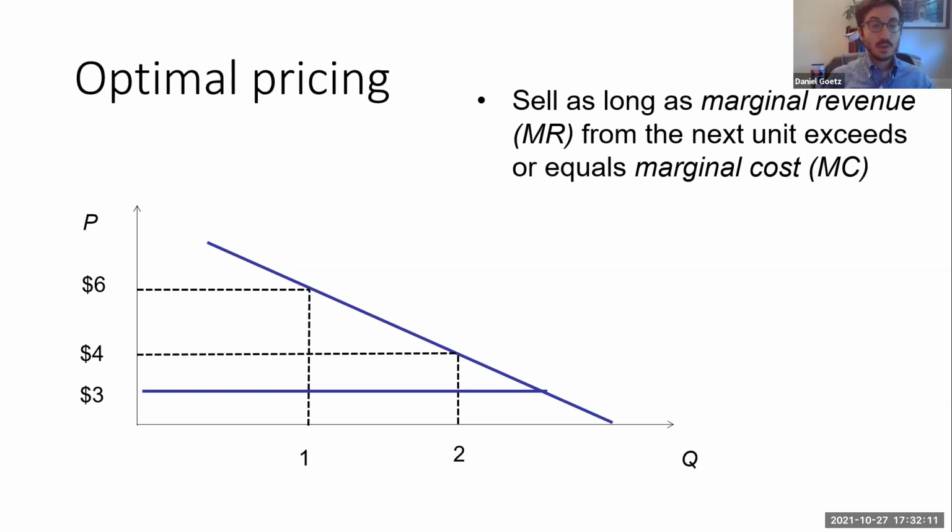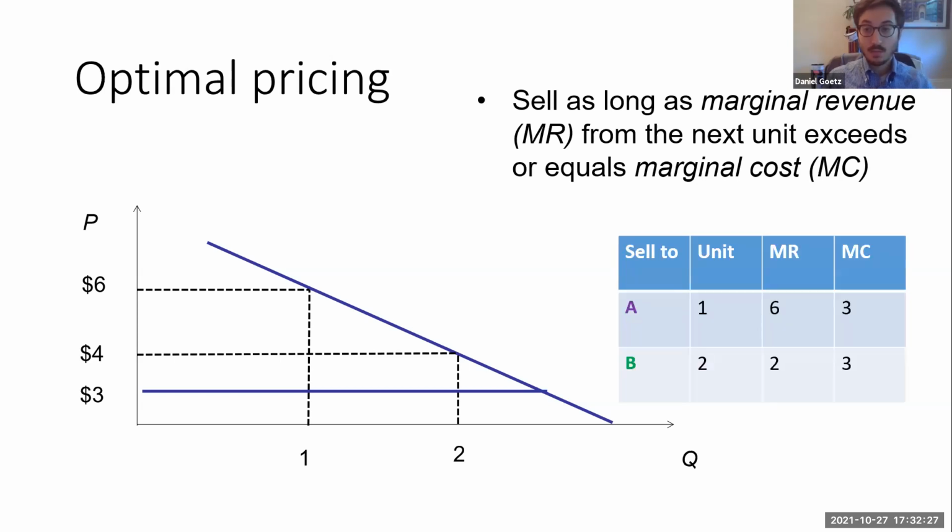So if we sell at $4, that means we're selling 2 units, right? And it costs us only $3 to make this product. So selling at 4 means we'll make a profit on each one, right? But is it the most profit we can make? So the answer is no. We're actually only going to sell to consumer A here, and we're going to charge a price of $6.